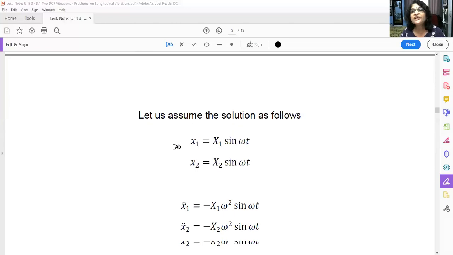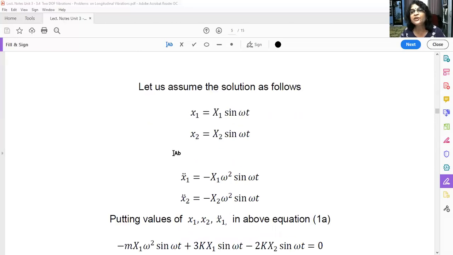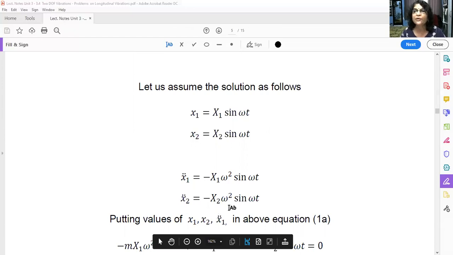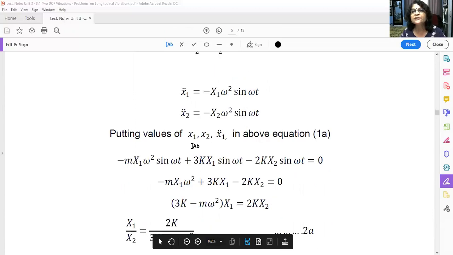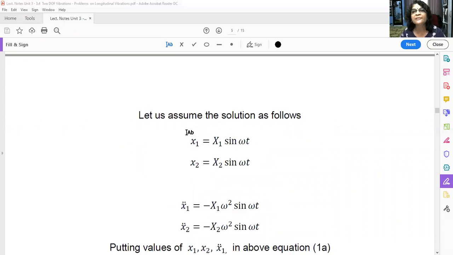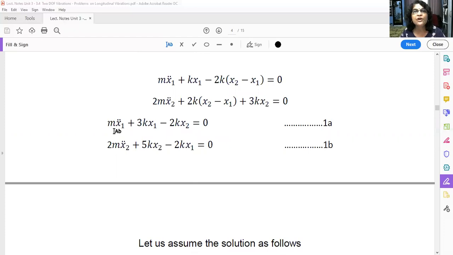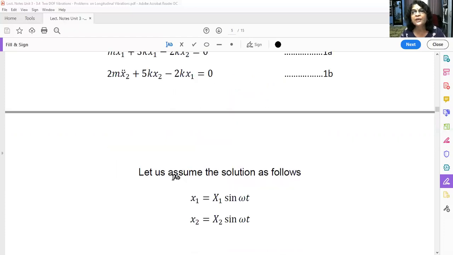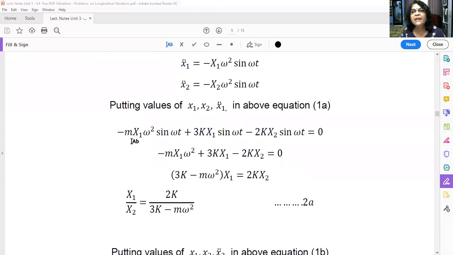Now differentiating these two, double differentiation, you will get x1 double dot is equal to minus X1 omega square sin omega t and x2 double dot is equal to minus X2 omega square sin omega t. Now we have to put the values of x1, x2, x1 double dot in the above equation 1a. So putting the values, what will we get? See, minus m X1 omega square sin omega t plus 3k X1 sin omega t minus 2k X2 sin omega t is equal to 0.